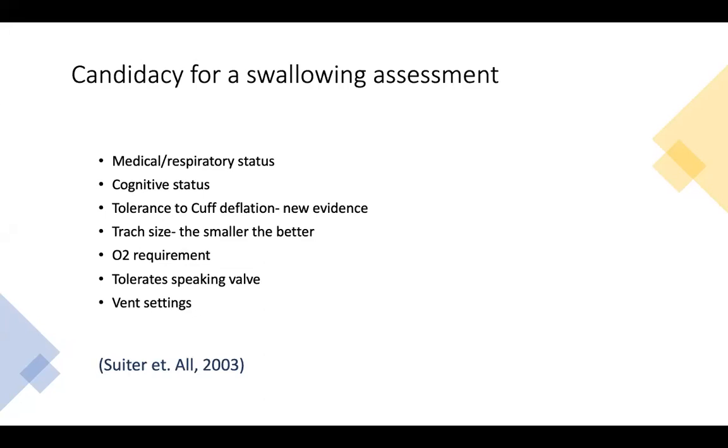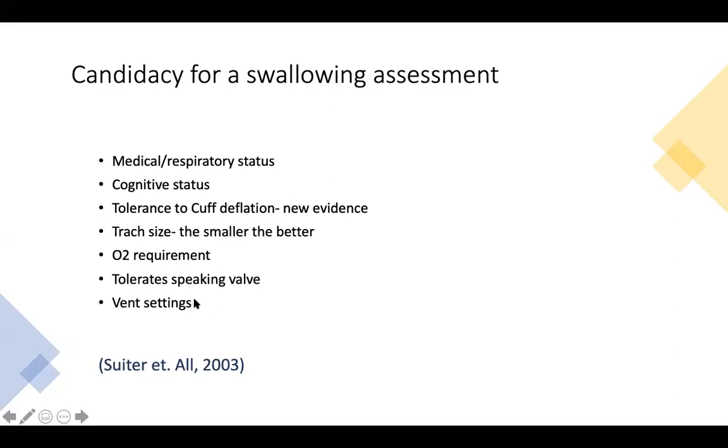Toleration of speaking valve. It's not a must, but it's recommended. If the patient can tolerate a speaking valve, then the patient might do better in swallowing. But if he cannot, you can still go ahead and try and assess swallowing, because in some cases where the patient cannot tolerate a speaking valve, for paralyzed vocal folds, their laryngeal muscle might be intact, and they might have a safer swallow.